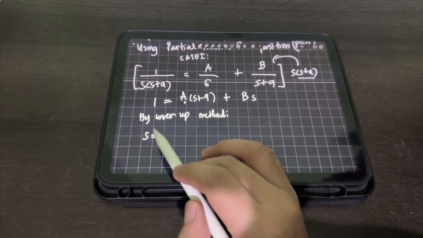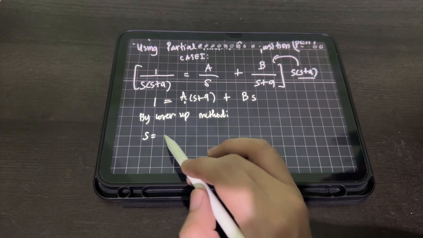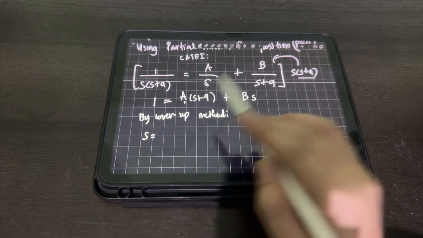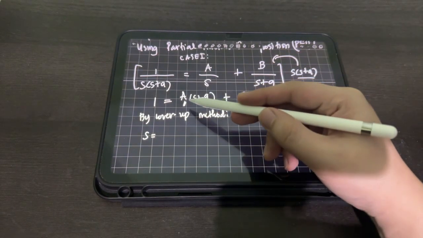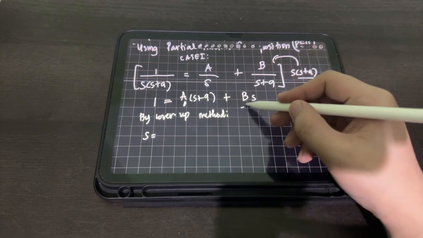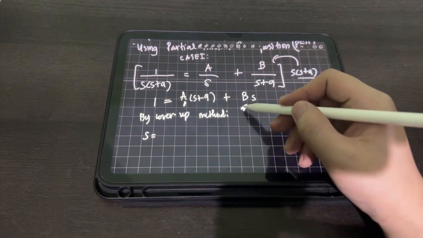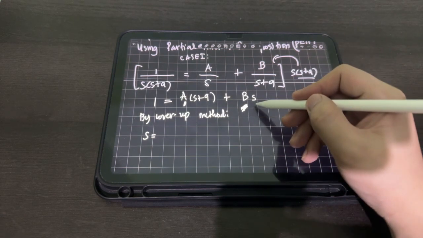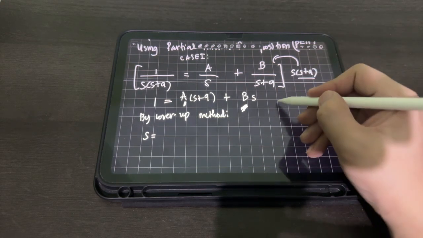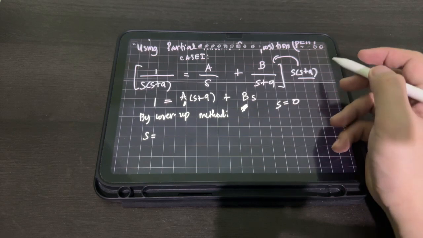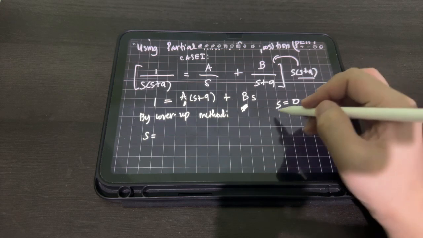How do you find the value of S? What value of S will you set so that you can eliminate the B? When you're trying to solve the unknown variable A first, look for the factor of the other unknown variable, which is the B. Look for its factor, its S, and equate that factor to 0. So you should have S is equal to 0. Then solve for S. It is already solved, because S is equal to 0.